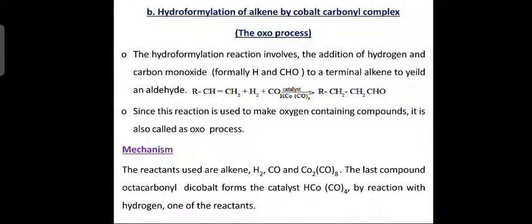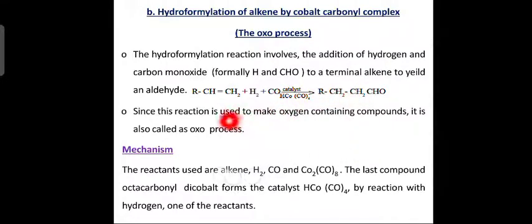Good morning, students. Today let us study the other industrial applications of metal carbonyls. The second one is the hydroformylation of alkene by cobalt carbonyl complex. It is also called the oxo process. The hydroformylation reaction involves the addition of hydrogen and carbon monoxide to a terminal alkene to yield an aldehyde.